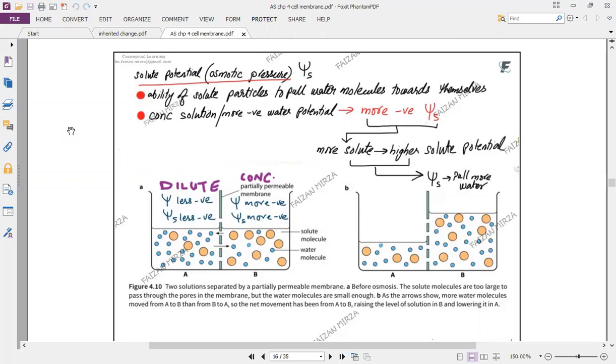It is the ability of the solute particles to pull water molecules towards themselves. The more concentrated the solution is, the more negative its water potential, and more solutes will ensure that it has a higher solute potential, and they will pull more water molecules towards them.